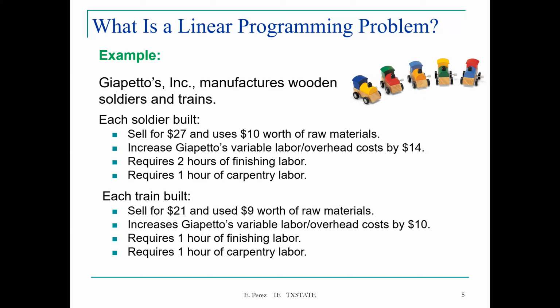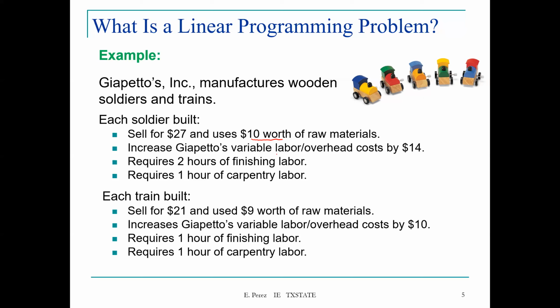We have a manufacturer that produces wooden soldiers and trains. So this is a manufacturer of wooden toys. He has, or she has, two products, soldiers and trains. And for each product, we have some information. So for the soldiers, we can sell those for $27. And we know that in order to produce those, we need to spend $10 worth of raw materials.